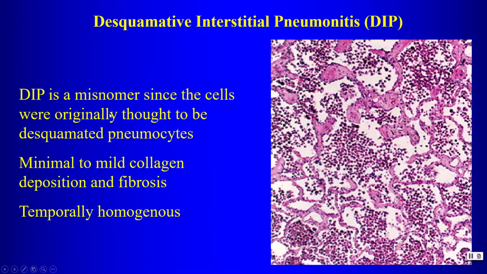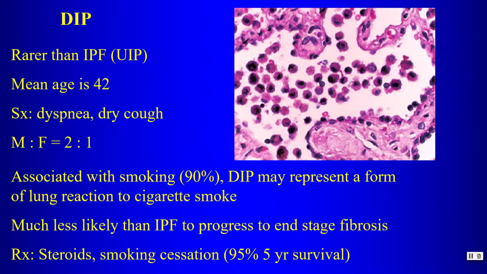So the term DIP is a misnomer, because Liebow, when he was describing this disease, thought that these cells were desquamated pneumocytes. So we know that that is not the case. These are alveolar macrophages. This is also a temporally homogeneous process. There usually is not much fibrosis associated with this. So it's rarer than idiopathic pulmonary fibrosis. It is associated with smoking.